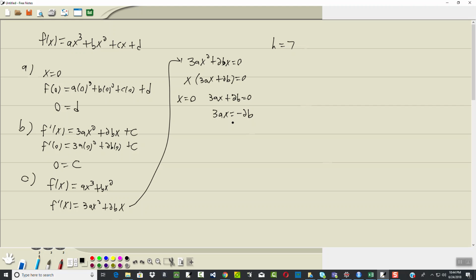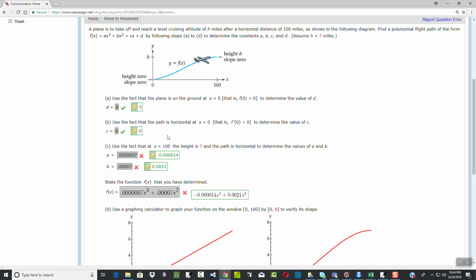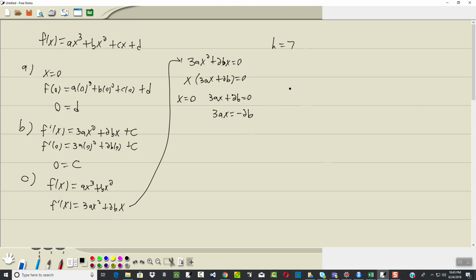And this is a challenging one. So the height is 7. So the point is that we're dealing with that right there is 107. So this is our x and this is our y. And if I solve this for x, so I divide both sides by 3a, we get this right here.